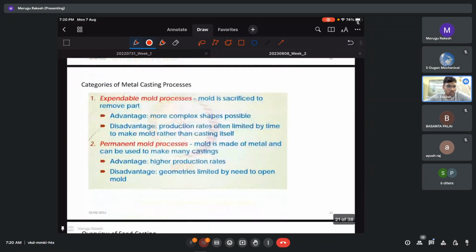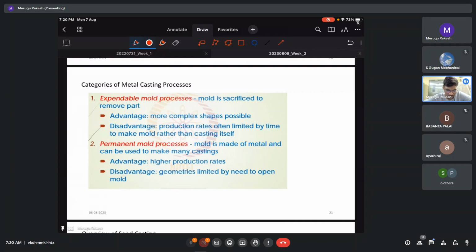So we have basically two types of process. One is the expendable, one is the permanent mold. I think you already know about the advantages. Expendable mold, every time we have to break the mold, so the production rate will be very low. So that's the main limitation for the expendable molds. Whereas permanent molds can be used for mass production, and the disadvantage is that they are geometrically limited by the need to open the mold. But sand casting generally is used for whatever types of different shapes of the product. Okay, that is the expendable.